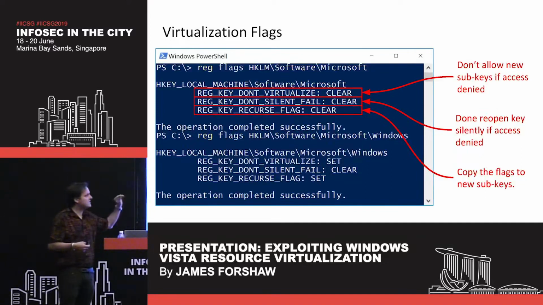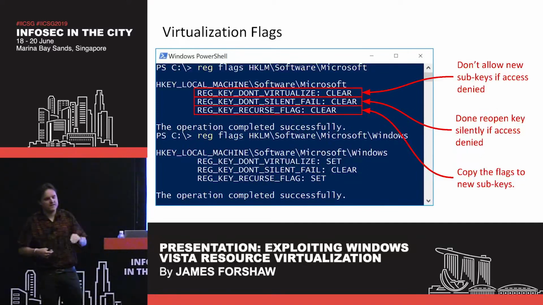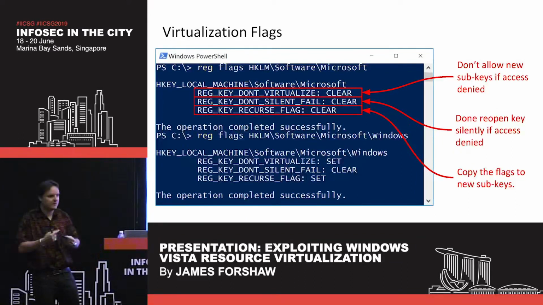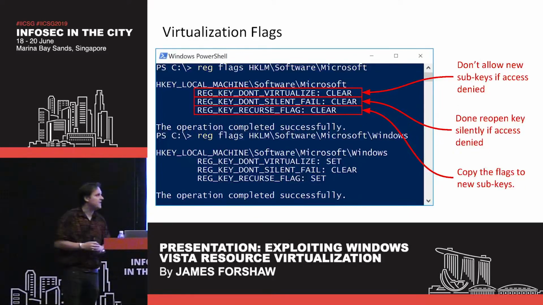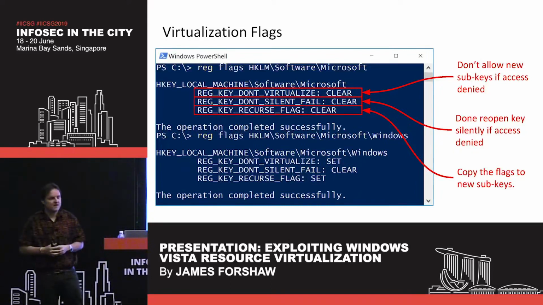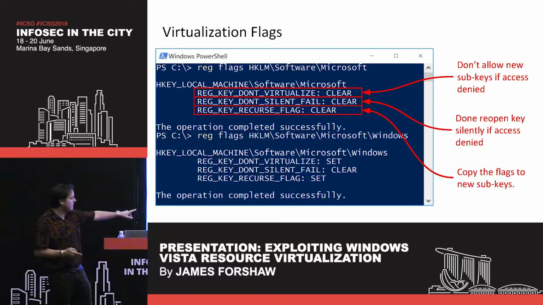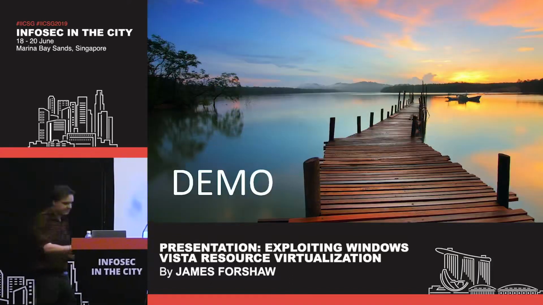The second flag is related to that open. So when you open it, if that flag is clear, it will then do that dirty reopen to fake out the fact that it's actually virtualizing the key. And then the final one is basically, should we recursively pass these flags on whenever we create new subkeys of this key, which is usually clear, but of course sometimes it's set. Usually it's set if you want to propagate the don't virtualize.